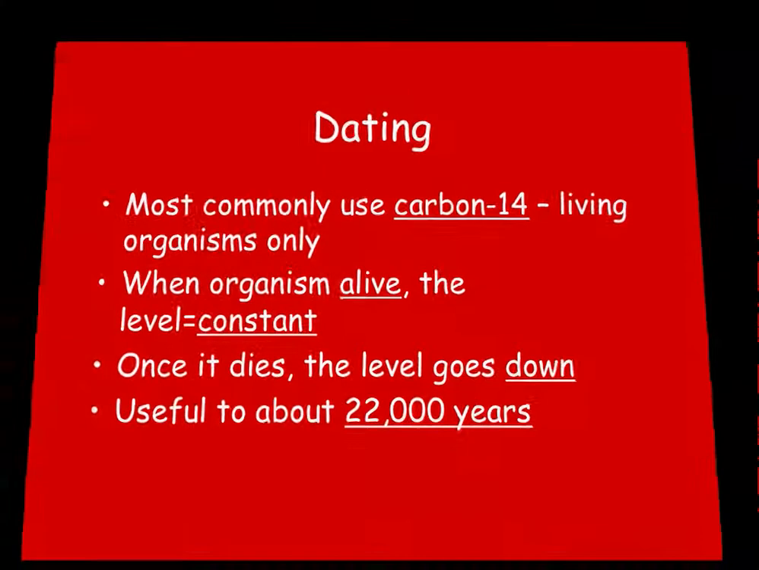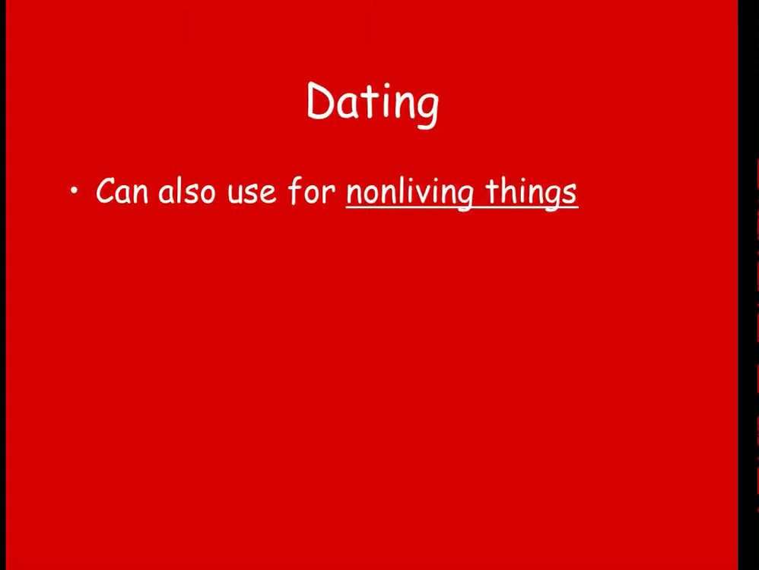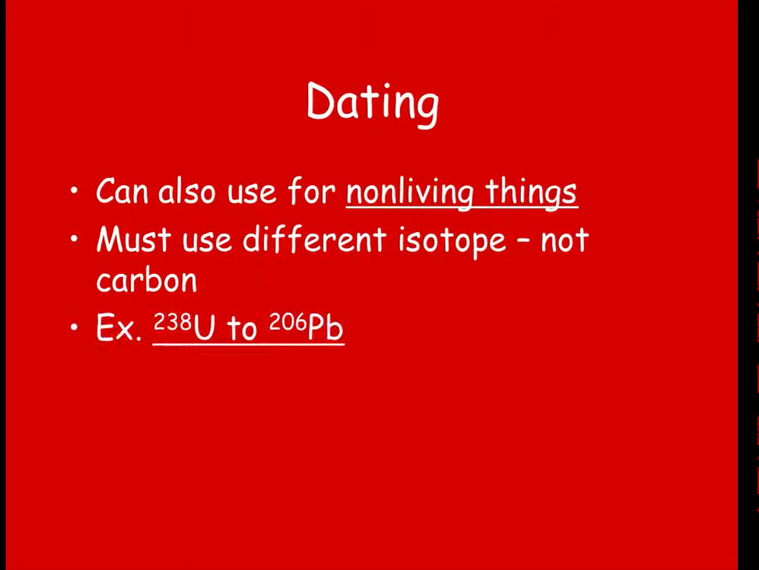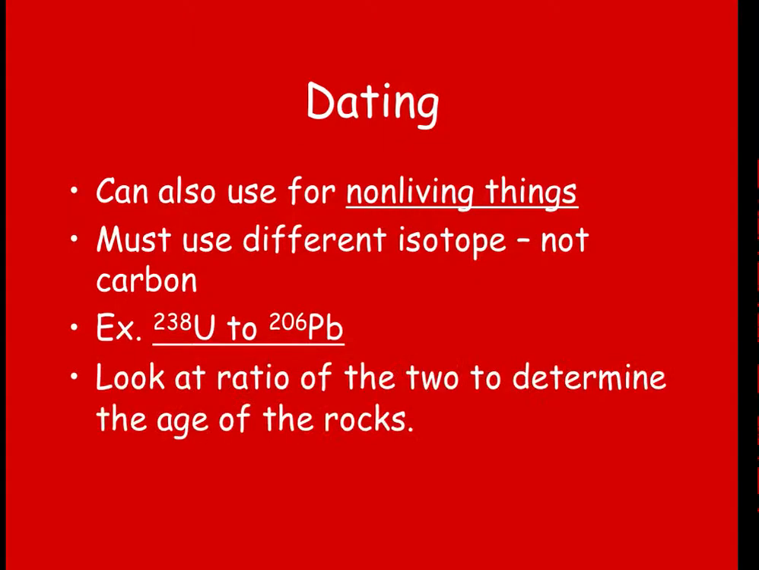We can also use radioisotopes to tell us how old things that were never living are, like rocks. Okay, but because they were not living, we can't use carbon. One of the most common things that we do is we compare the amount of uranium-238 to the amount of lead-206 that's in a rock. Based on that ratio, we can determine the age of a particular rock that has been found.